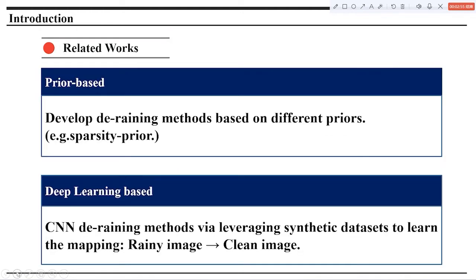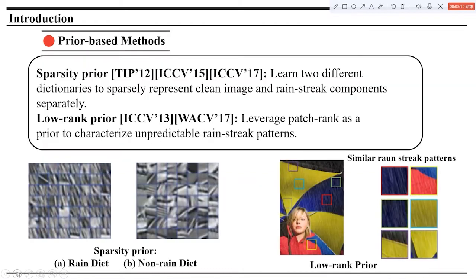At present, the related work in this research direction mainly includes 2 categories. One is based on prior methods, for example, sparsity theory. The other is based on deep learning methods, for example, CNN. The methods based on prior mainly include sparse prior and low rank prior. The sparse prior learns 2 different dictionaries to sparsely represent the clean image and rain streak components separately. The low rank prior leverages patch rank as a prior to characterize unpredictable rain streak patterns.